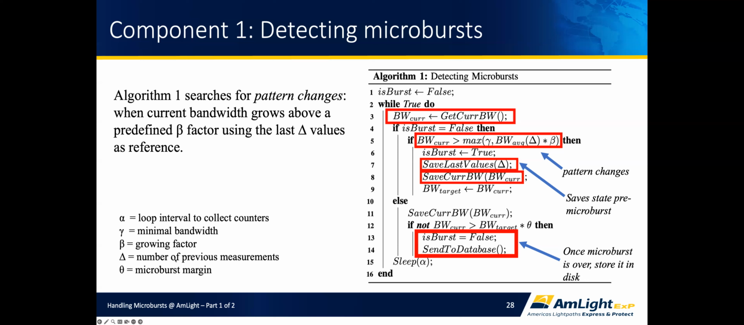Then you also have the number of previous measurements. This is a very interesting one. If anyone here is interested in doing research: how far back should I go to compute my current bandwidth against the past? Should I go 2 milliseconds, 100 milliseconds, 2 seconds? Depending on that number, you get very, very interesting results, right?